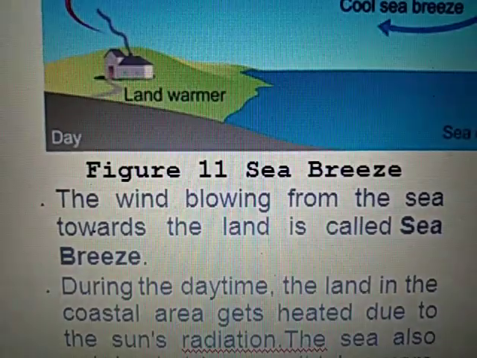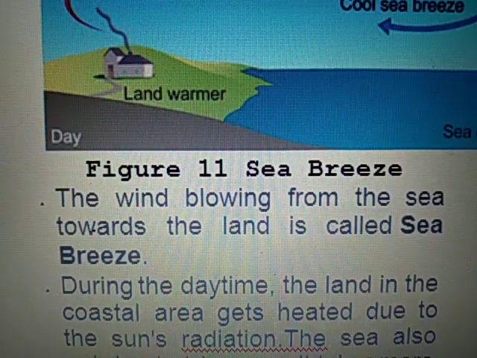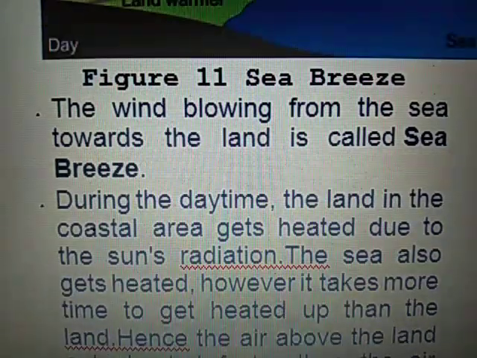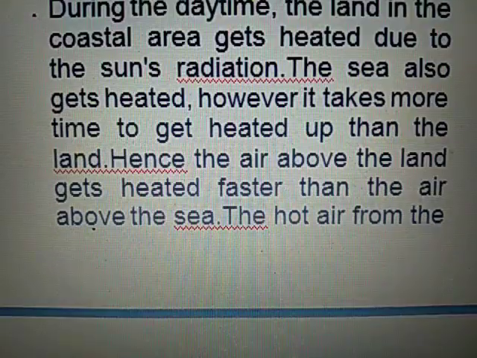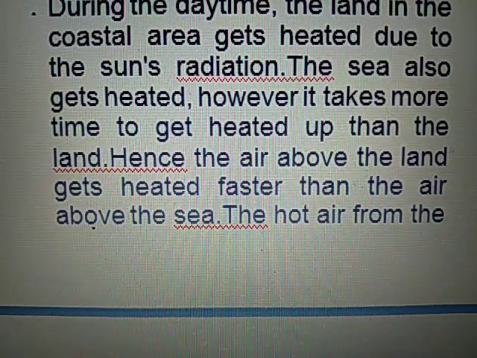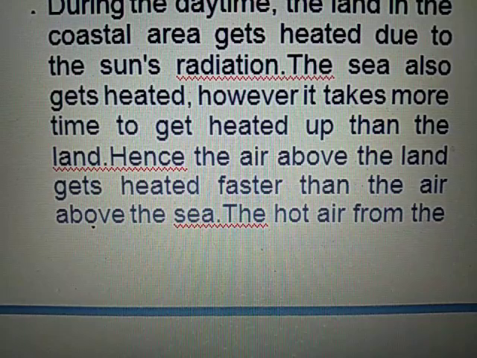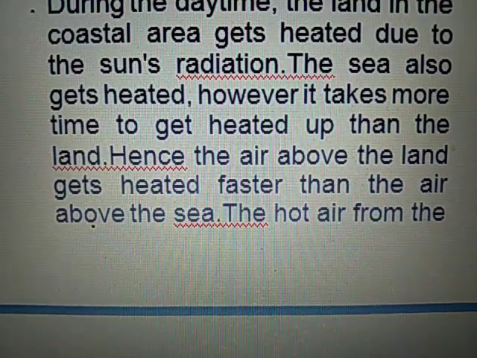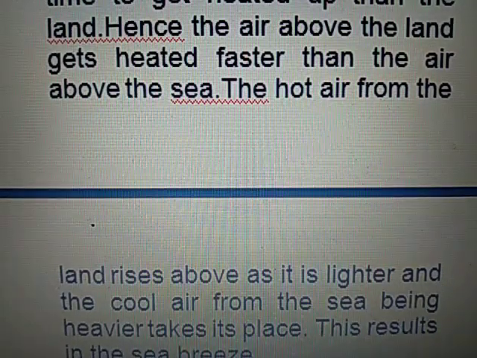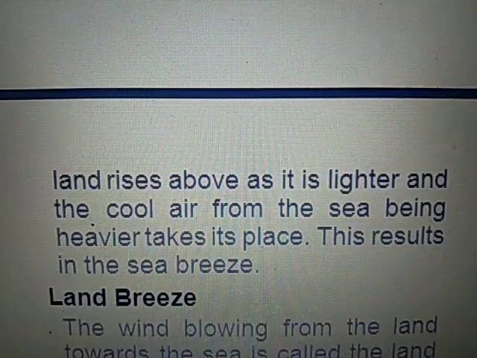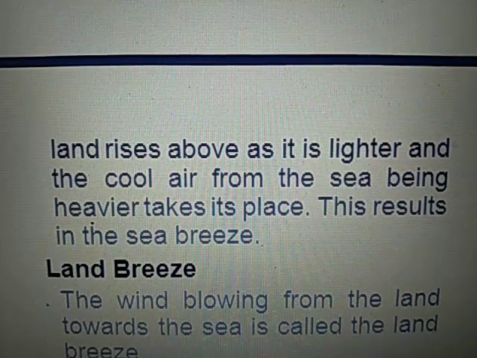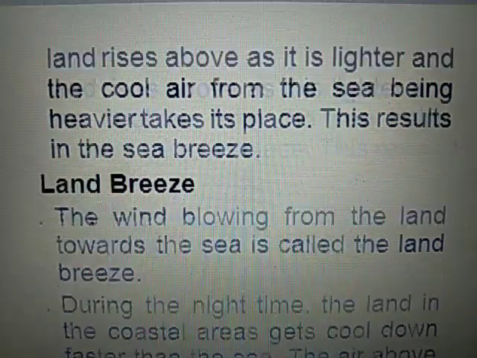During the daytime, the land in the coastal area gets heated due to the sun's radiation. The sea also gets heated, but it takes more time to get heated. Hence, the air above the land gets heated faster than the air above the sea. The hot air from the land rises and the cool air from the sea, being heavier, takes its place. This results in sea breeze, as we have seen in the diagram.